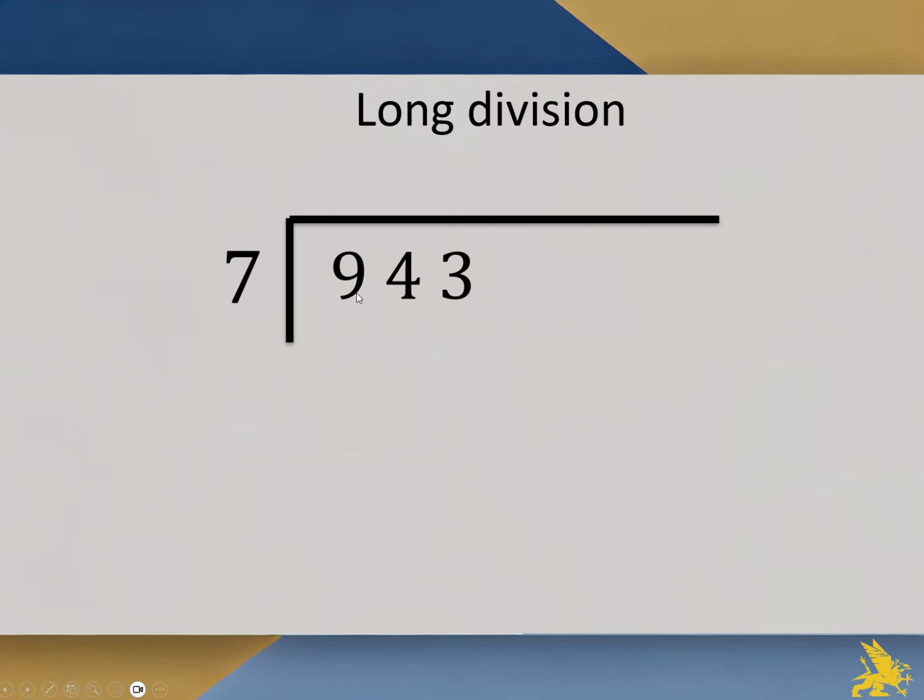So 9 divided by 7. How many 7's are in 9? 1. 1 times 7 is 7. So I've shared out 7. So I take that away. 9 take away 7 is 2. And then I pull down that 4, which would be in algebra my next term that I have.